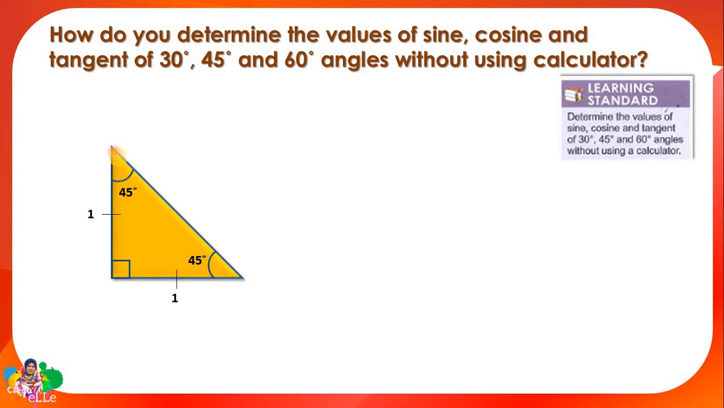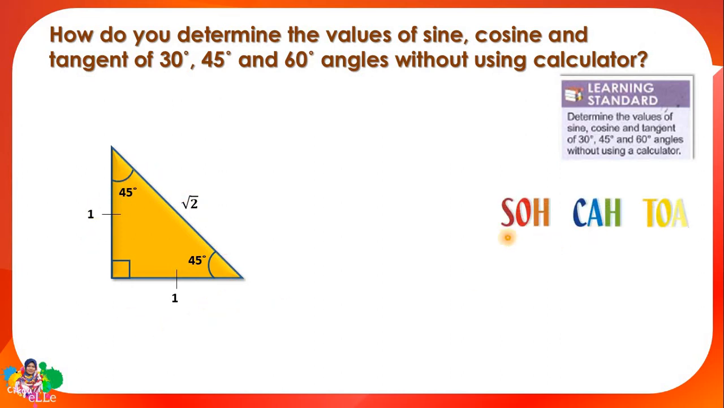Okay, so can you find this hypotenuse? By using Pythagoras theorem, you get this one is square root 2. Remember, you cannot use calculator to find the value of sine, cosine and tangent for this angle, 45 degrees. Now, can you find value of trigonometric ratio for 45 degrees without using calculator? You refer to this triangle.